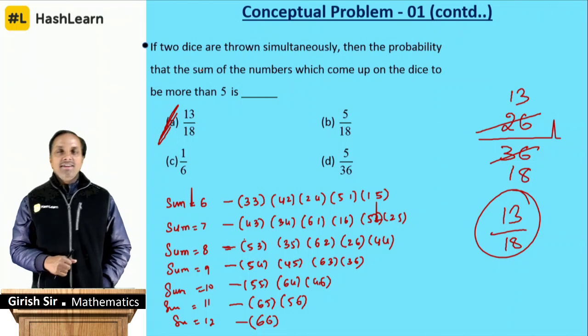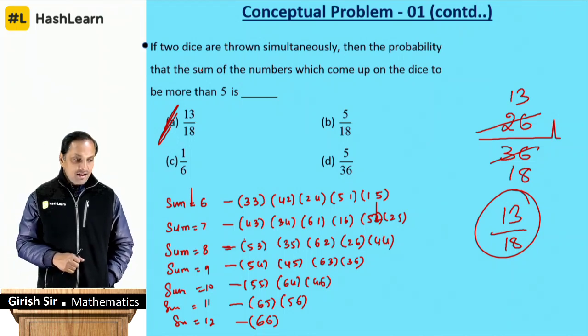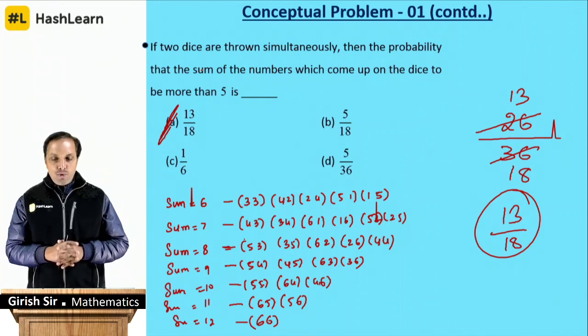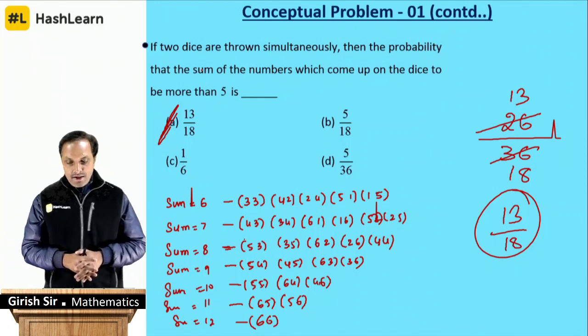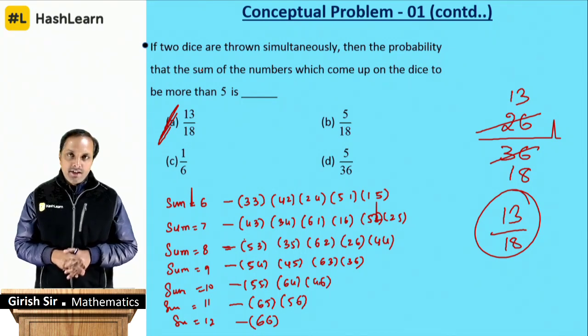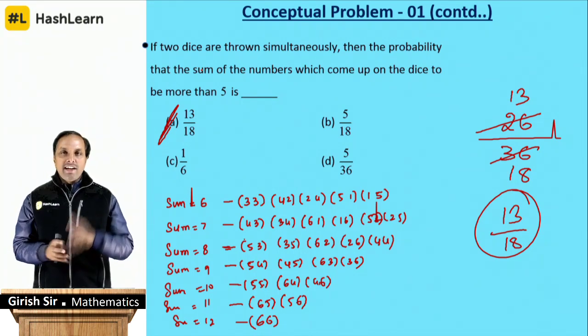Is that okay? Hope you all followed the steps. Make sure you write the sample space in the denominator, and whatever the event they are talking of, you write it in the numerator. That will give you the probability of a required event. Chalo, let us go to the next numerical.